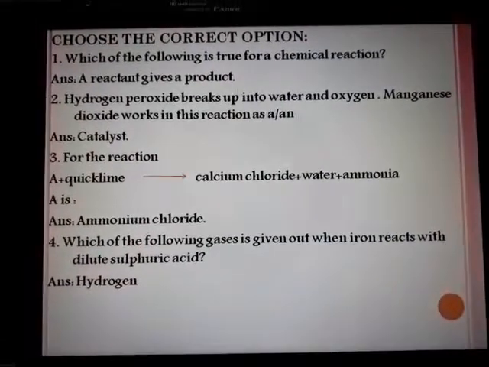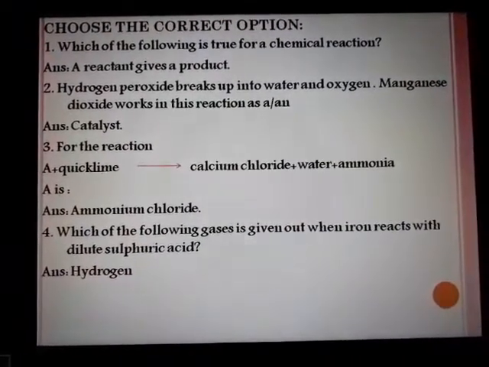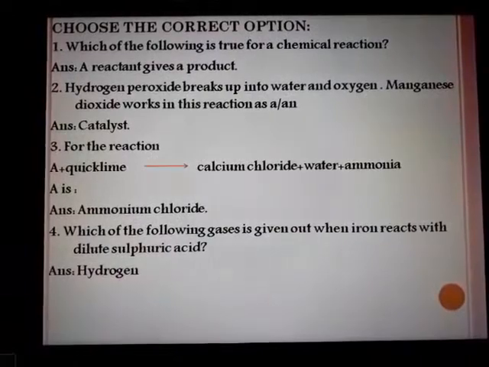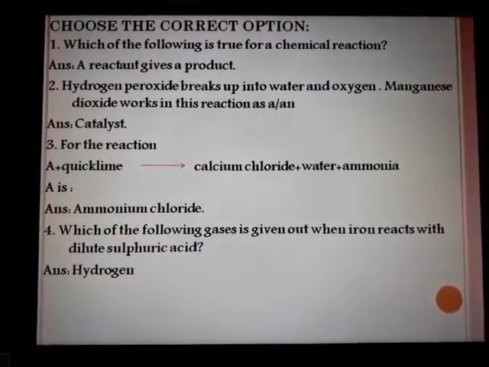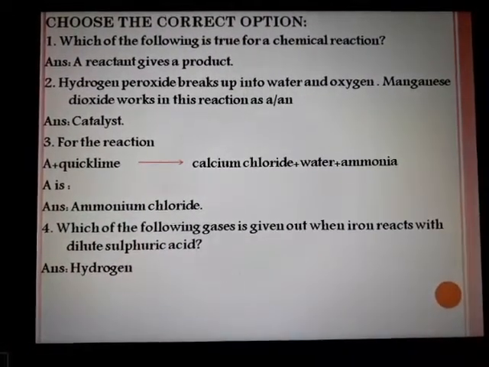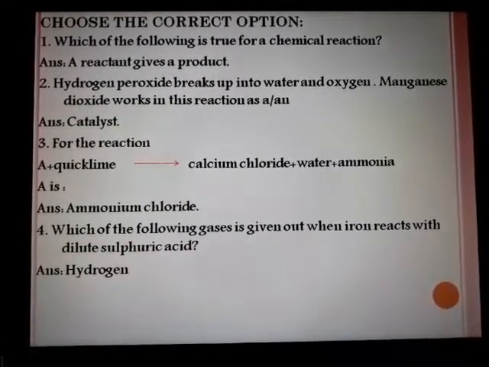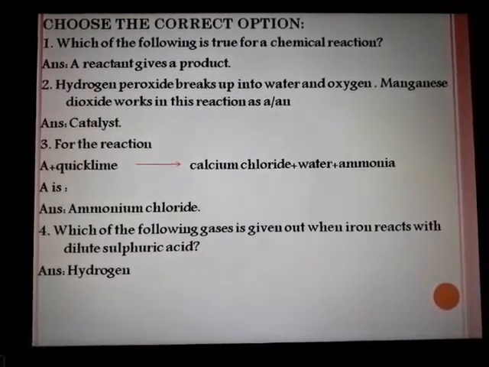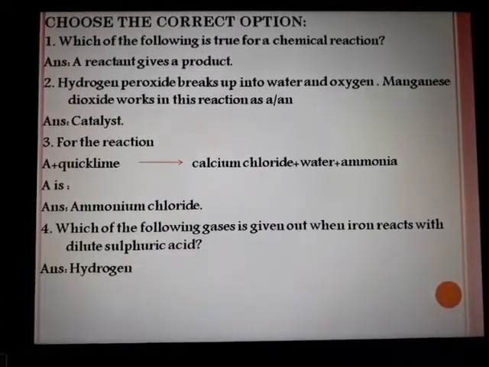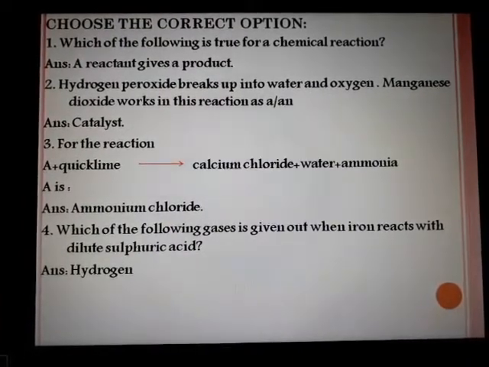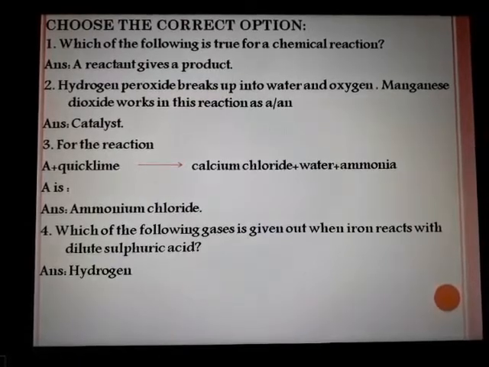Our first question is, which of the following is true for a chemical reaction? Write down the answer: a reactant gives a product. Second, hydrogen peroxide breaks up into water and oxygen. Manganese dioxide works in this reaction as a catalyst.